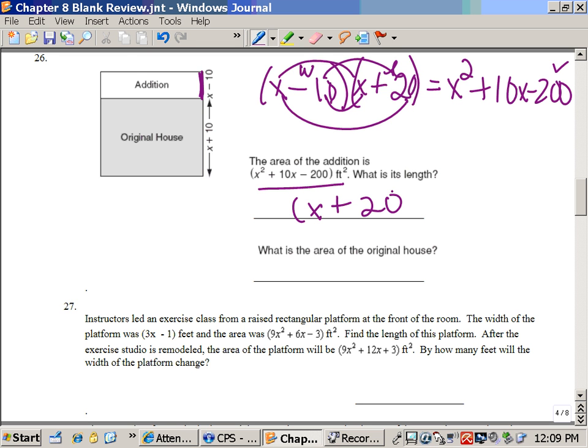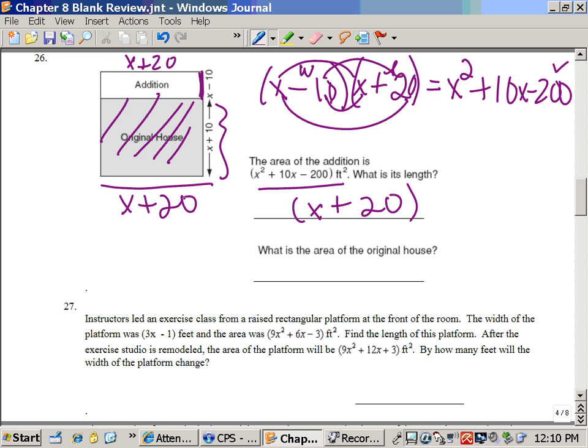Now I need to find the area of the original house. The original house is this piece. I already know that this is x plus 10. Across the side here would be x plus 20. So to find the area, that means I need to multiply. If they give me the area, I have to factor, but if they don't know what the area is, then I have to multiply. So I'm going to multiply x plus 20 times x plus 10.